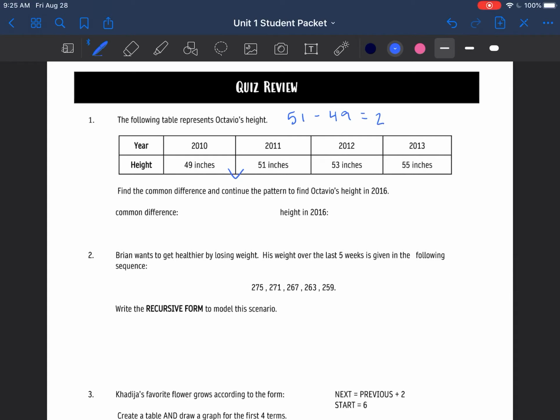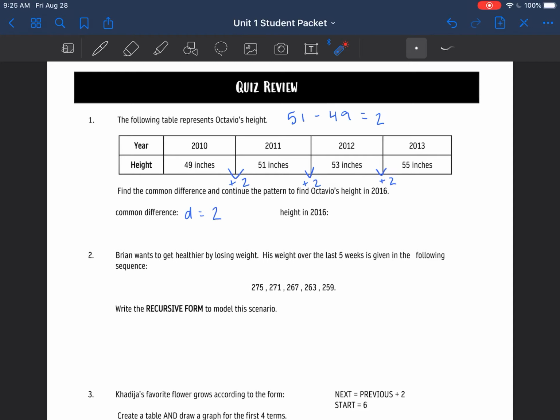What that tells me is since it's a positive 2, I'm increasing by 2 each time, and we can check that. 49 plus 2 is 51. 51 plus 2 is 53. 53 plus 2 is 55. So when we write our common difference, we're going to write it as D equals positive 2. The D there stands for difference, the common difference, and it's a positive 2 because we are increasing. We would have a negative common difference if we were subtracting every time.